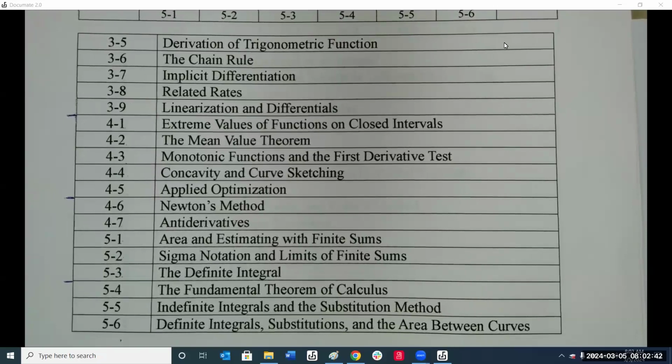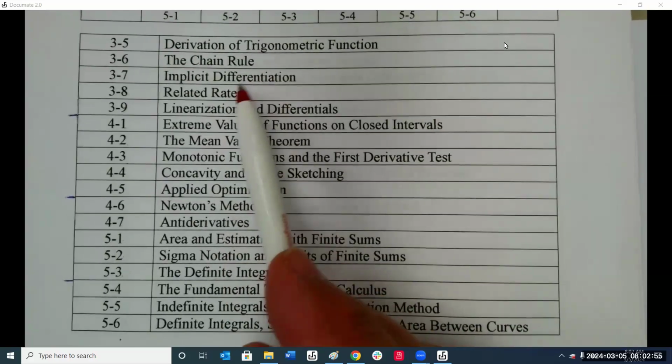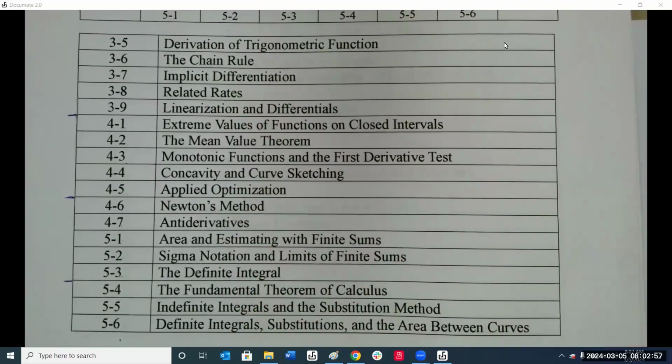Because we know how to do the power rule, we know how to do the quotient rule, we know how to do the product rule. So that's all those really are. And then on Thursday, we'll do implicit differentiation and related rates, which are pretty much the same thing.